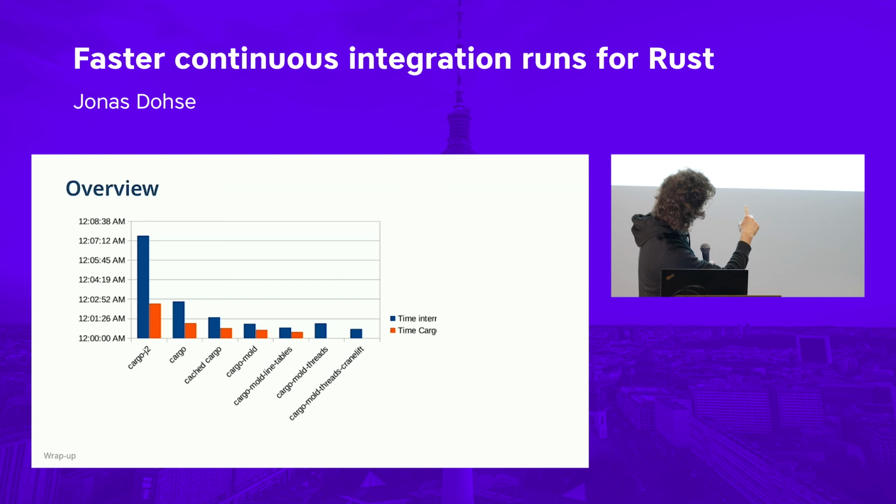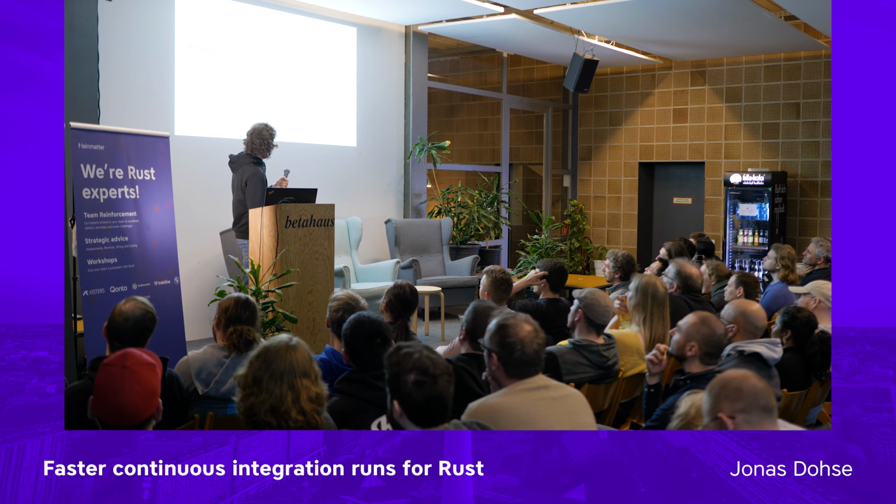Here you see a nice summary. Blue is our internal project, how the times improved. Red is how the cargo times improved. Here are some resources.